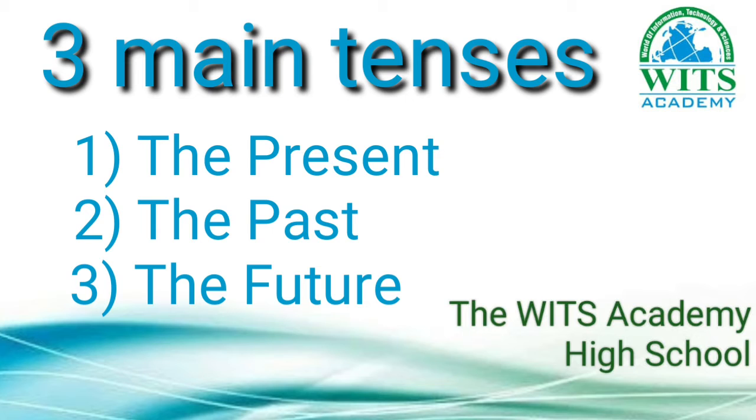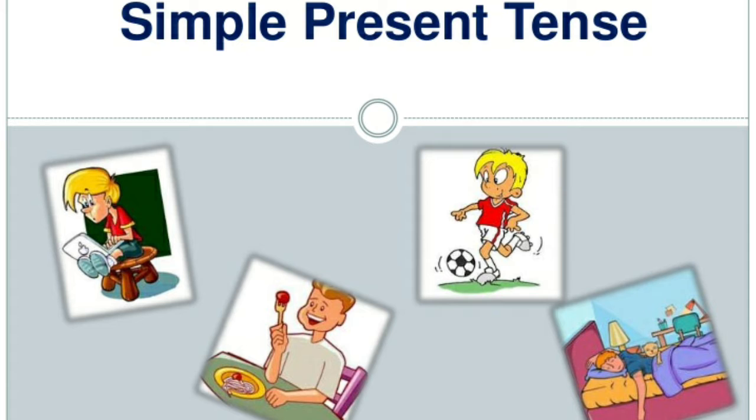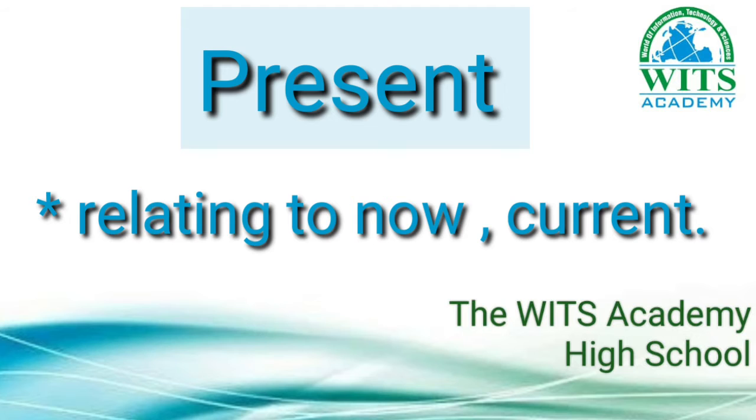Students, the tense of a verb shows the time of an action or event. Okay? Now, according to the actions of ours, these three tenses are further divided into simple, continuous, perfect, and perfect continuous. Okay, students? And today I shall be teaching you present simple tense. Students, I told you that present means relating to now or current.